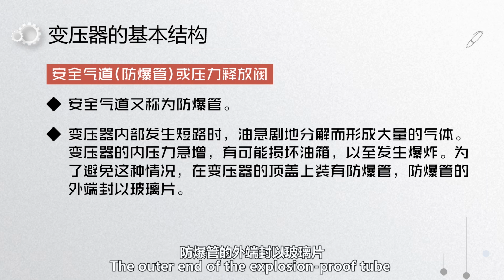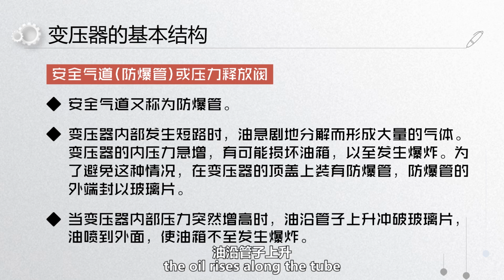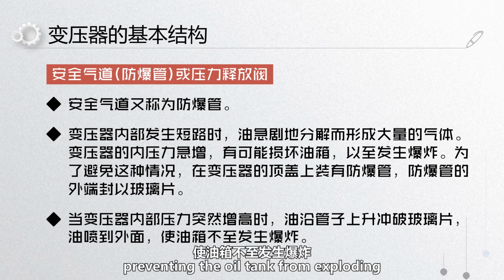The outer end of the explosion-proof tube is sealed with a glass sheet. When the internal pressure of the transformer suddenly increases, the oil rises along the tube, breaking the glass sheet and spraying oil outside, preventing the oil tank from exploding.